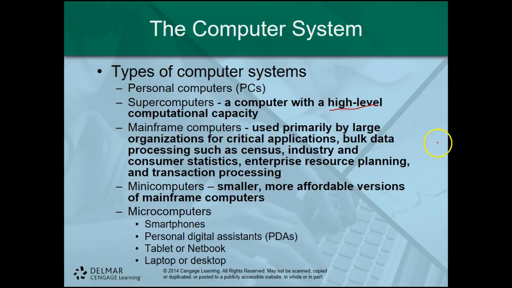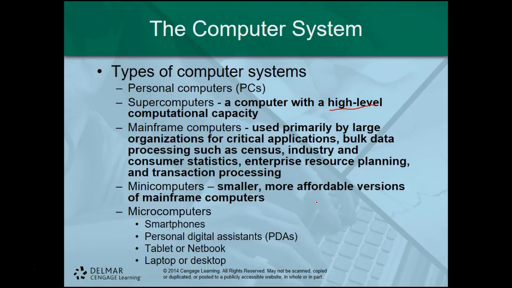Mainframe computers are used primarily by large organizations for critical applications. They process a lot of bulk data, things such as census, industry, consumer statistics, enterprise resource planning, and transaction processing. So mainframe computers are used by very, very large companies that have a lot of data that they have to process. And then we have mini computers. Back in the 60s, mini computers were marketed as smaller, more affordable versions of those very large mainframe computers.